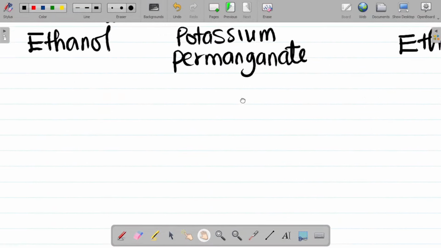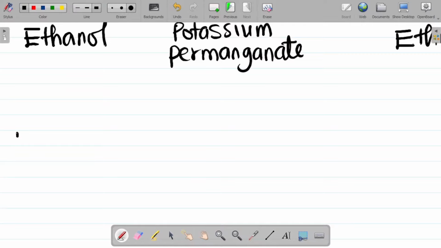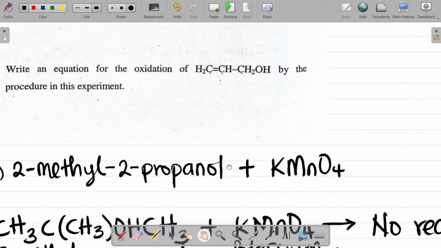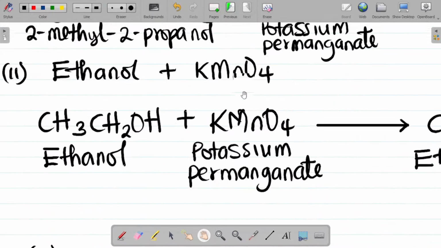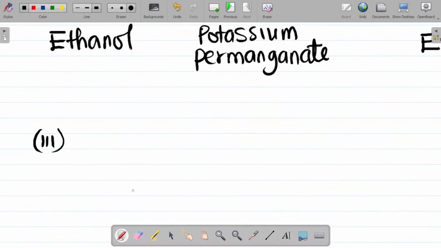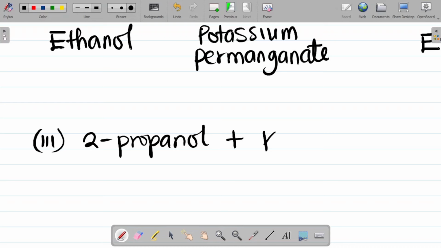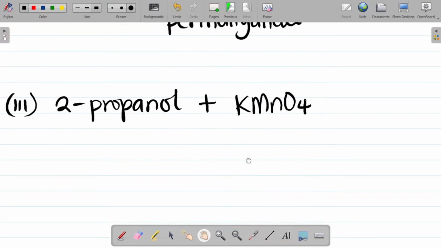The third one there. Let's take the third one. Now for the third one, what do you have here? For the third one, we have that 2-propanol is reacting with potassium permanganate. So I have 2-propanol, which combines with potassium permanganate. So what do we have?